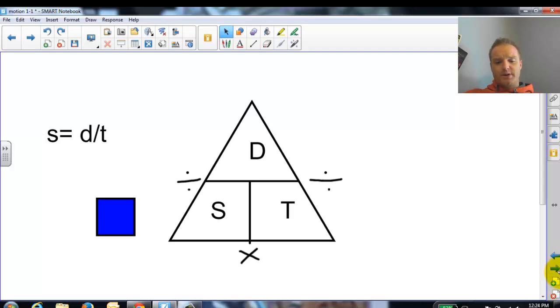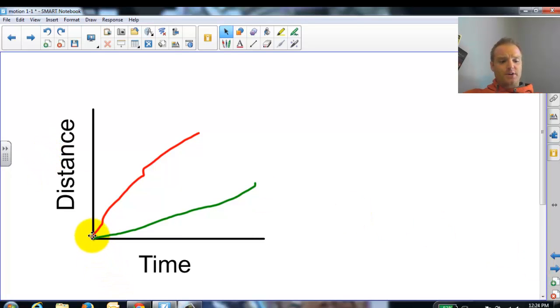So to see that real quick here in this picture, here's our graph, here's our x-axis, there's time, there's our y-axis, there's distance. So the steeper the graph, our red line here is steeper than our green line. So this object was traveling faster than our green object because that line is steeper between the two.